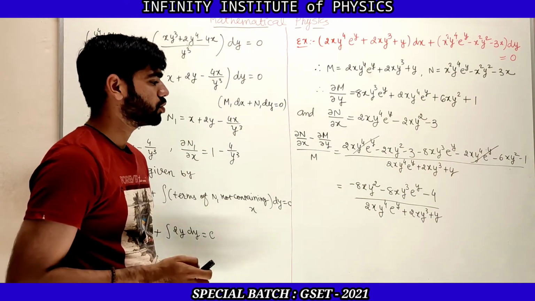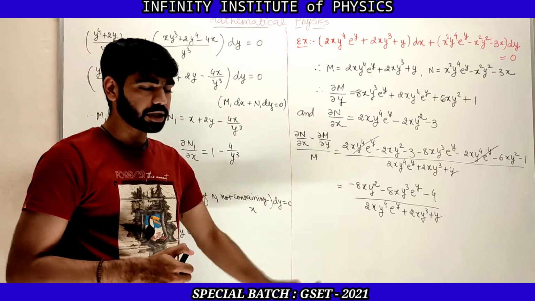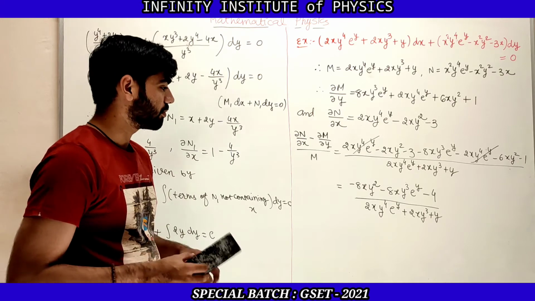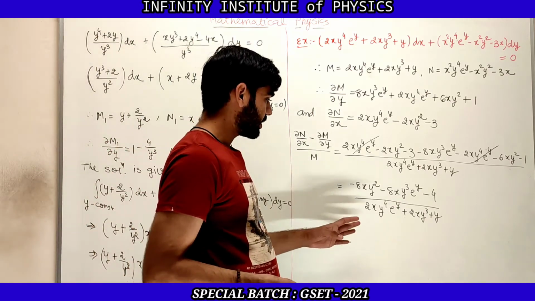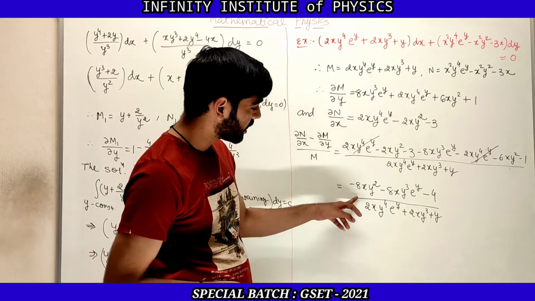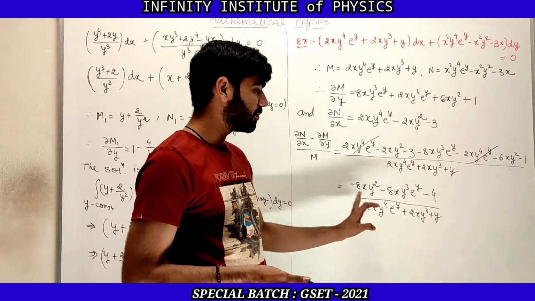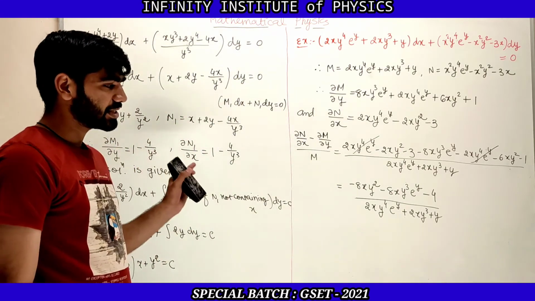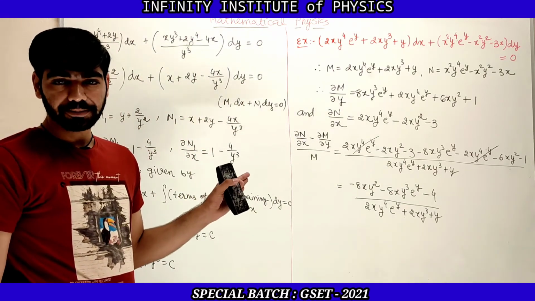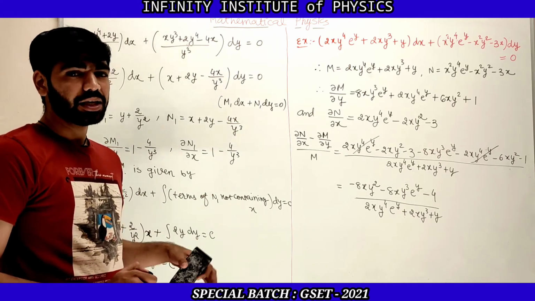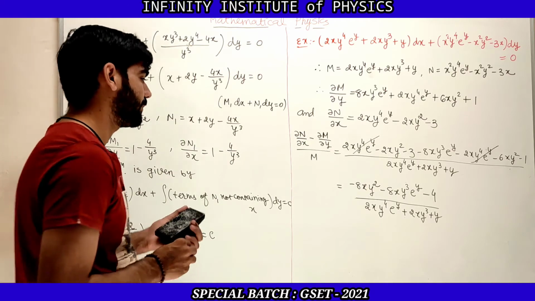Now how to find this out in terms of y? Because here we can't consider it in terms of only y, because in the numerator as well as in the denominator we have terms with y. So what we are going to do is multiply the numerator and denominator by y.